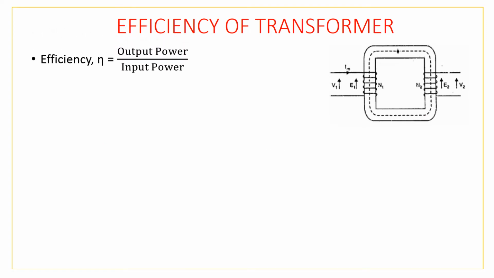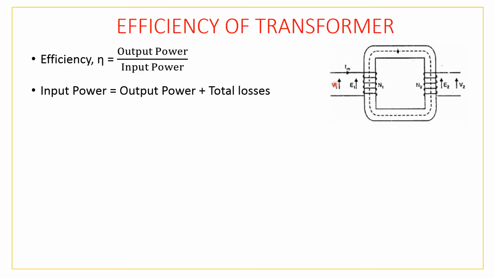So as we know, efficiency of a transformer is given as output by input power. Whenever we give certain input power, we will get the output power from the secondary. But this output power may not be equal to the input power. Why? Because we have certain losses accounted in the transformer. We have seen in the previous session that the transformer has mainly two losses, that is core loss and copper loss. Core loss is further classified as hysteresis loss and eddy current loss.